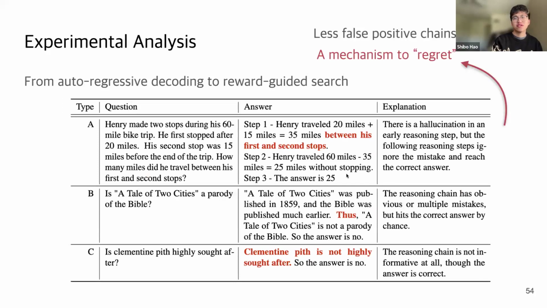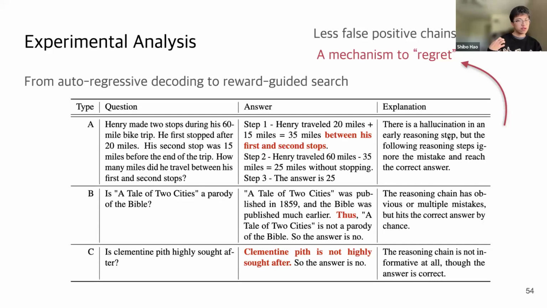And we found that the main reason is that reward-guided search can avoid certain types of false positive, for example, this type A. So in chain of thought, I would say the language model is already aware of the previous error, but since it doesn't have a mechanism to regret, all it can do is ignore the error and continue the generation until a correct answer is generated. But that doesn't make the reasoning chain a correct one.